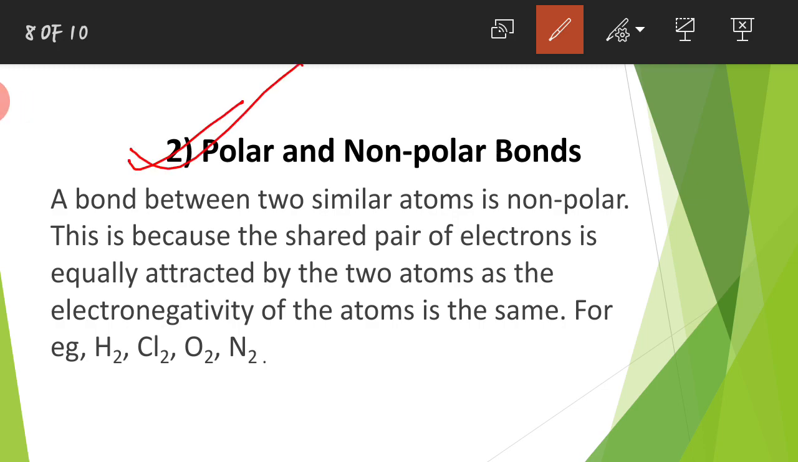Second, polar and non-polar bonds. A bond between two similar atoms is non-polar. This is because the shared pair of electrons is equally attracted by the two atoms, as the electronegativity of the atoms is the same. For example, S2, Cl2, O2 and N2.